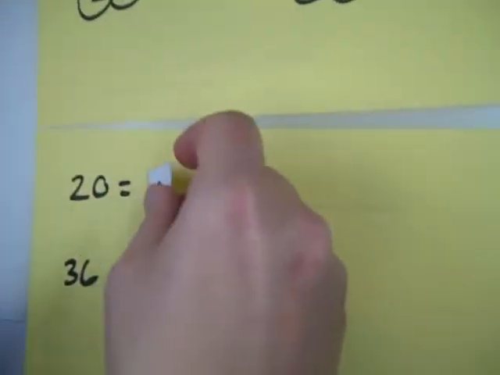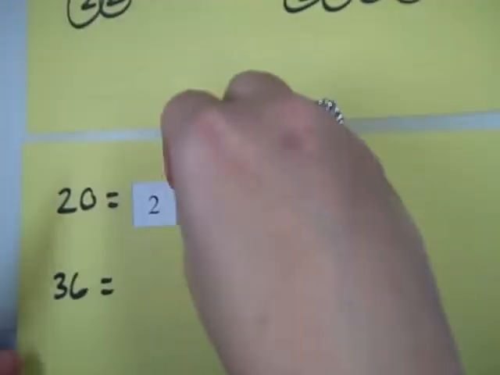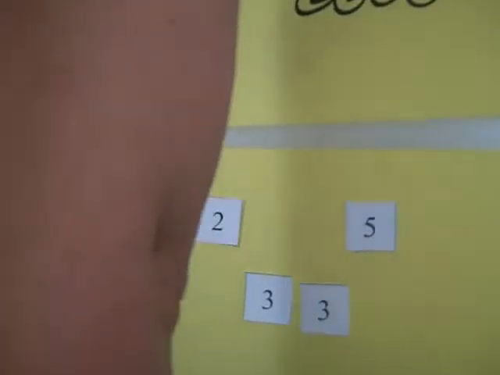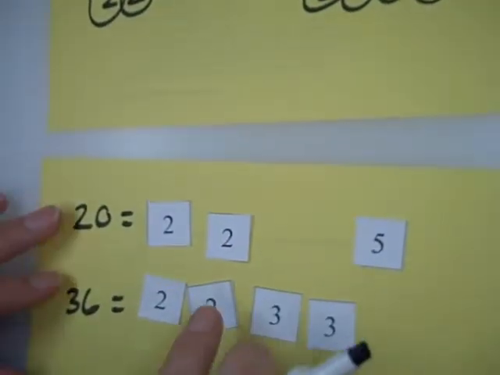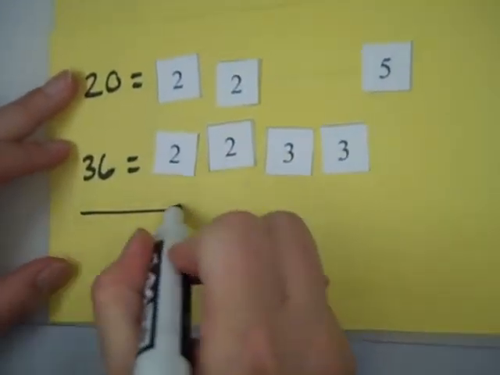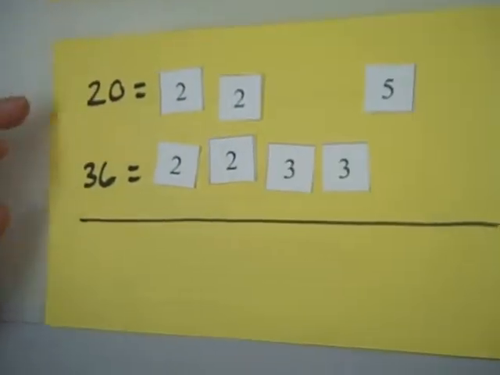Okay, so we've got here 20 is 2 times 2 times 5. And 36, we've got a couple of 3's in there and a couple of 2's in here. Like that. Okay with that so far?